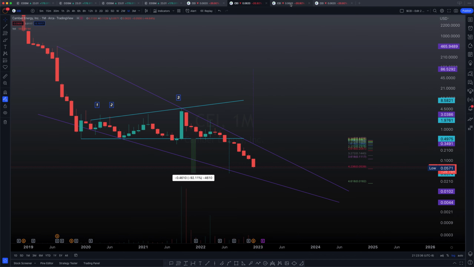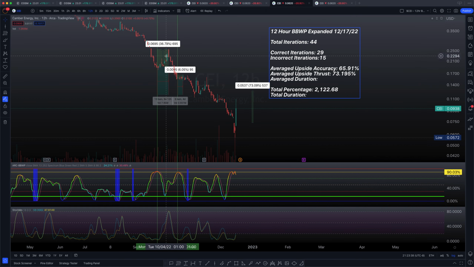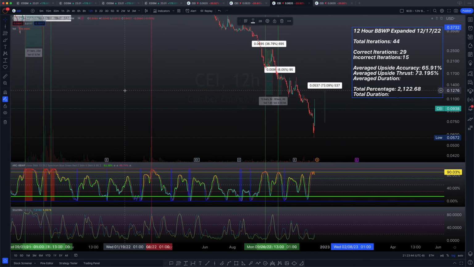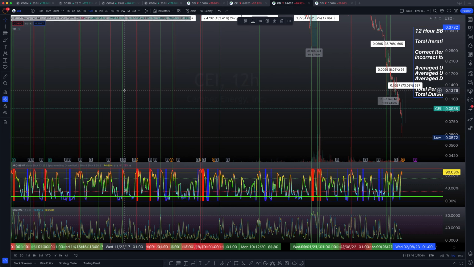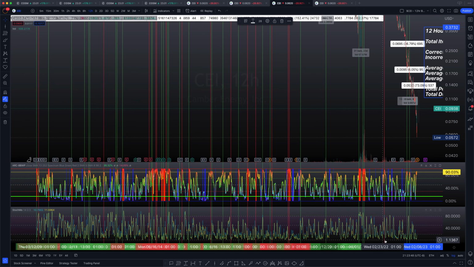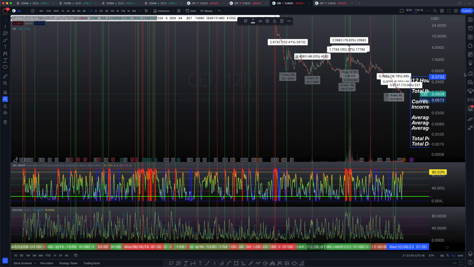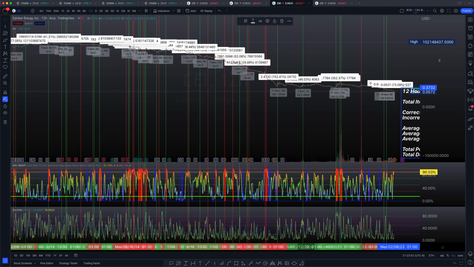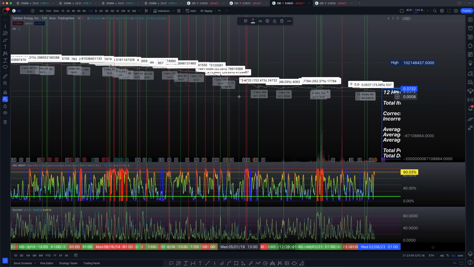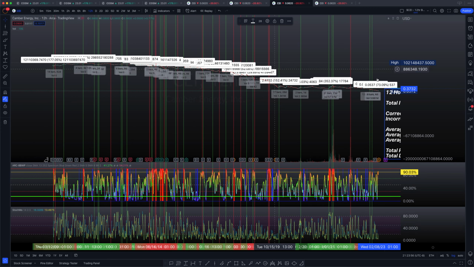Okay, so let's go ahead and move on to the next chart, as this is going to be the statistical side of the analysis. Please pay very close attention, because this is very important. Okay, this is a back test that I ran particular to momentum versus volatility profile, and I have run a back test particular to the 12-hour chart on the CEI asset throughout the entire trading history.